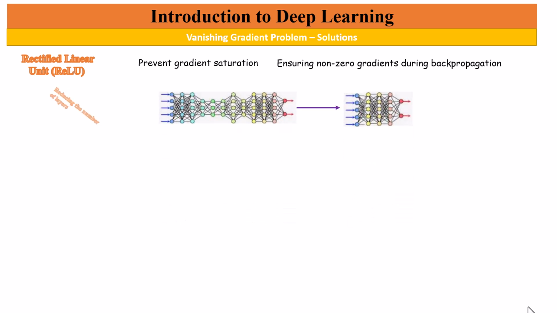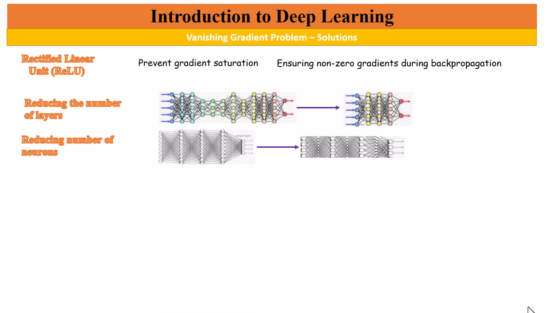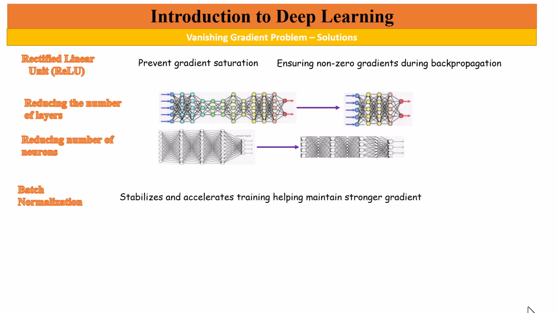Reducing the number of layers or neurons simplifies the network, decreasing the multiplicative effect of small gradients across many layers. Batch normalization stabilizes and accelerates training by normalizing layer inputs, helping maintain stronger gradient flow. Residual networks introduce skip connections that bypass layers, enabling gradients to propagate directly and mitigating degradation in deep networks.